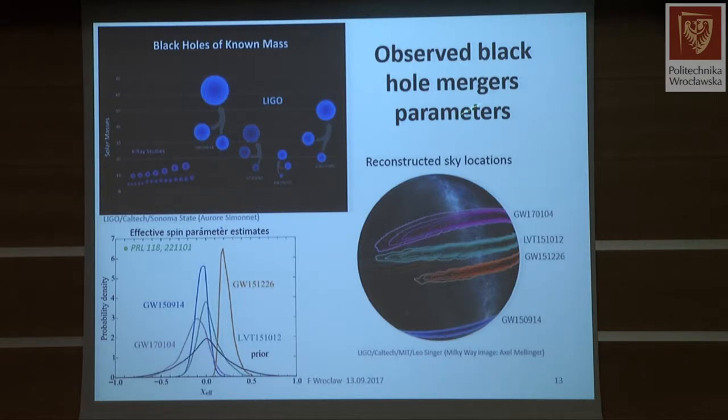Here this plot shows the localization on the sky of these signals. One sees that we had 2 detectors, so the localization was not very good. It was just a few hundred square degrees.